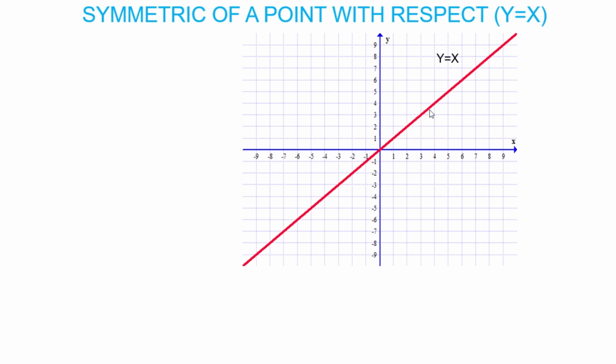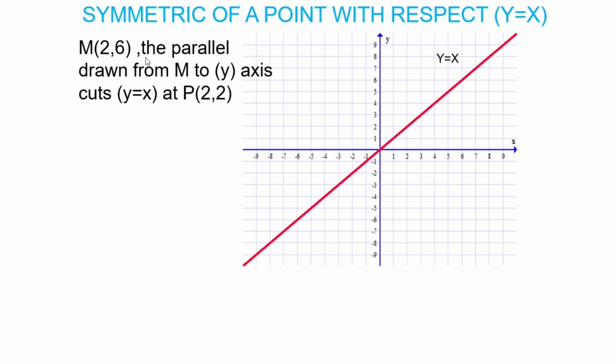It is called the first bisector. Why first bisector? Because it is the bisector of this angle. This straight line is the bisector of angle XOY. This angle here is equal to this angle. For this reason, this straight line is called the first bisector.